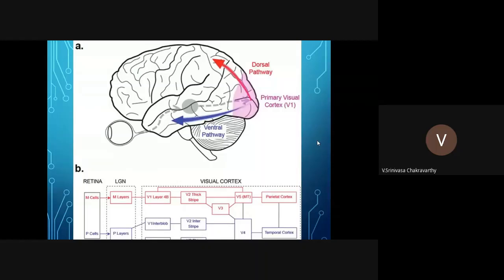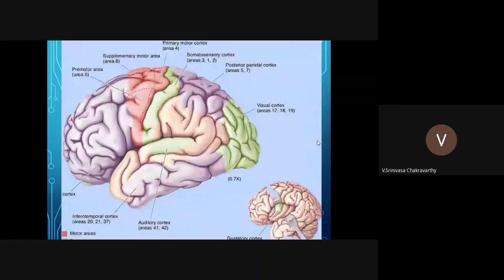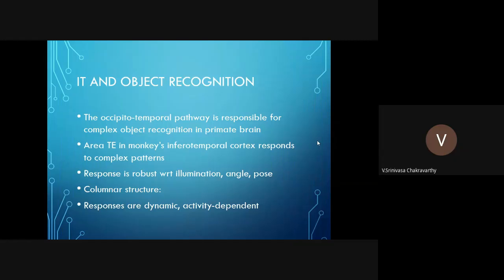So we know about dorsal and ventral pathways, right? And this is just a simple standard picture of the brain. You can see the visual system, auditory system, and all that. Now, the inferotemporal area is involved in object recognition, as we have already seen. The corresponding area in monkeys is called TE, right? It is the monkey's inferotemporal cortex. Right here, neurons respond to complex patterns.